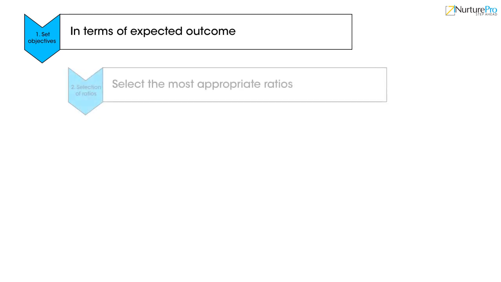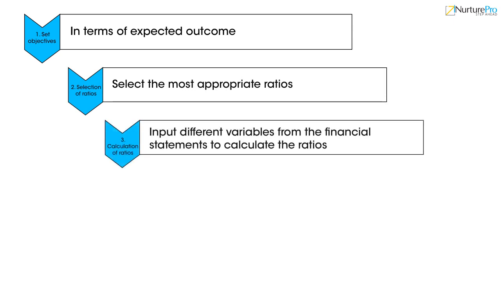Step 1. The analyst sets clear objectives in terms of expected outcome from ratio analysis. Step 2. The analyst then selects the most appropriate ratios to calculate to achieve the objective set. Step 3. Collating different variables from the financial statements into formulas, the analyst computes the ratio selected.